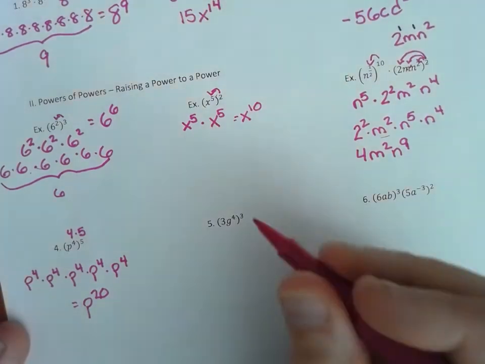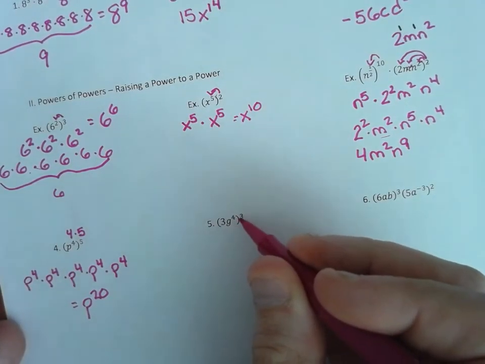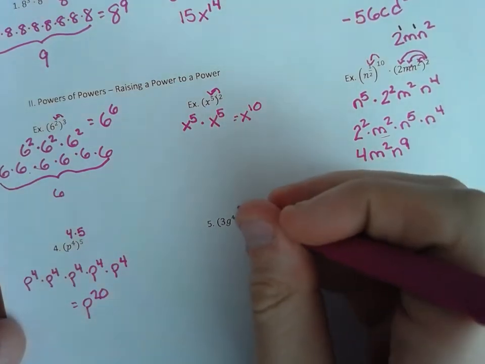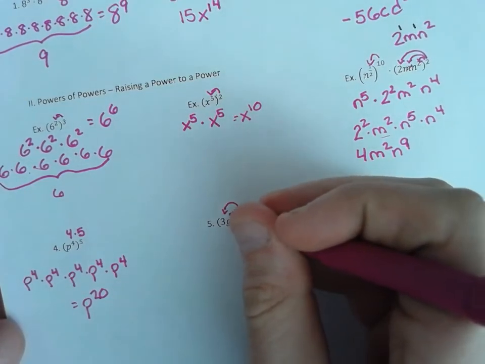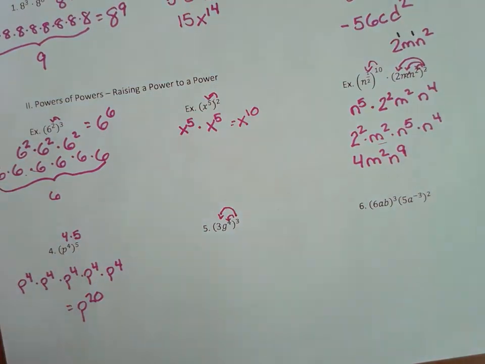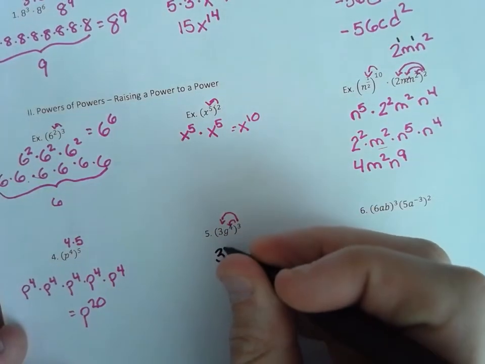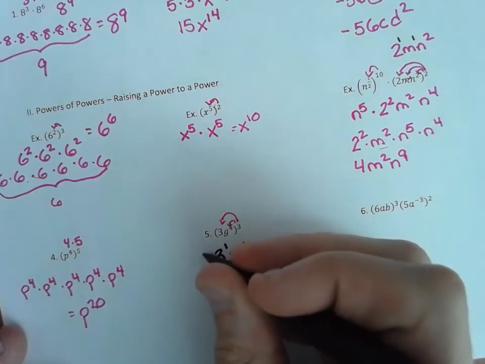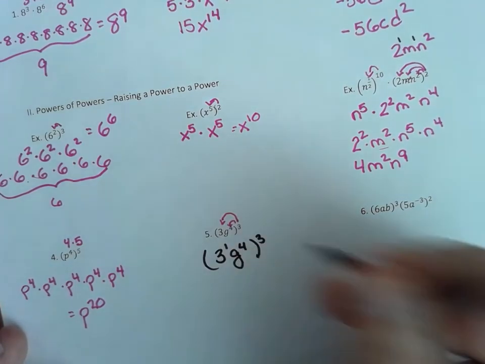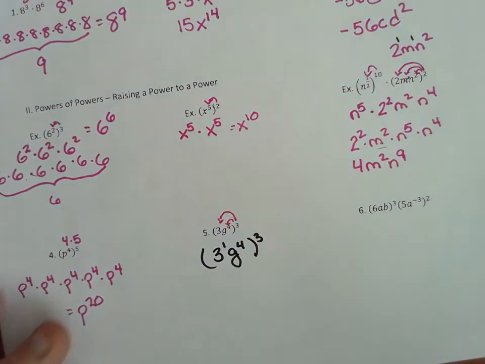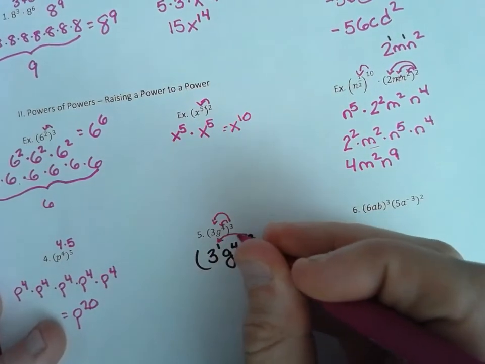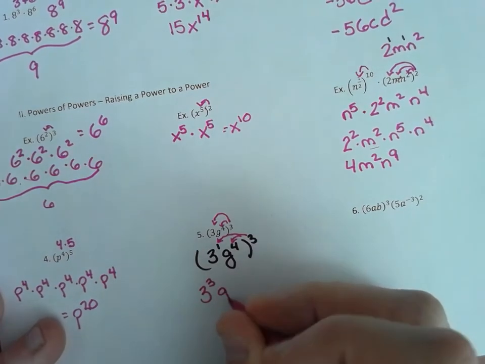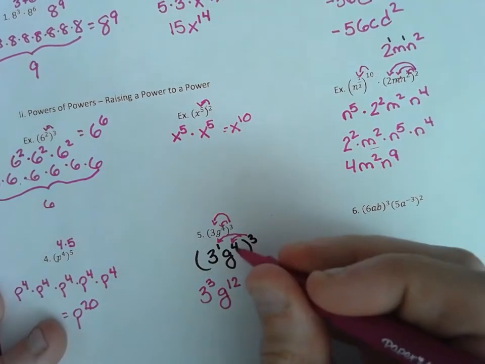Next one, 3g to the fourth cubed. Now, remember, this exponent goes here and here, because this is 3 to the first times g to the fourth, raised to the third power. So this 3 is going to go here and here. So it's actually 3 cubed and g to the 12th, because again, 4 times 3 is 12.